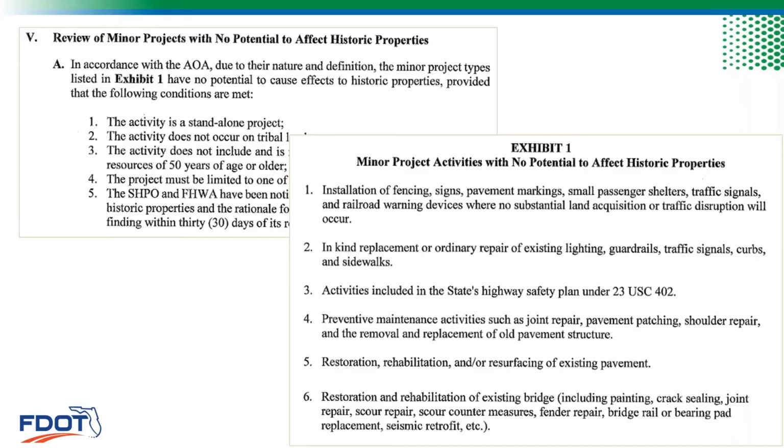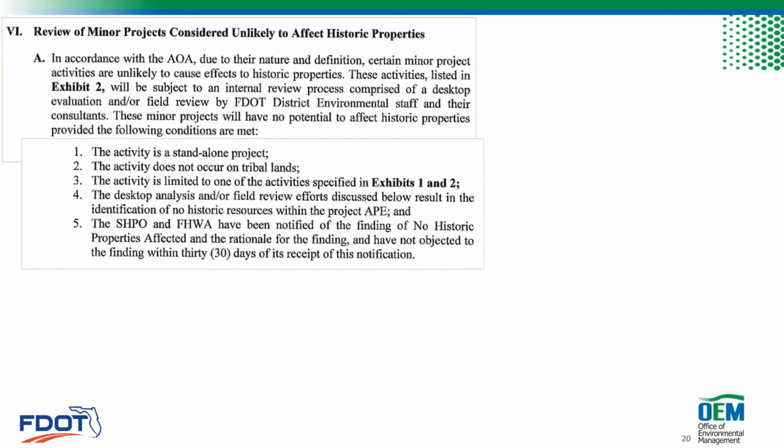These are our Exhibit 1 projects, and the list of 1 through 6 is actually complete. That's all of them. They're all very minor projects with no potential to affect historic properties. But if your project doesn't appear on this list, then you may qualify for Stipulation 6. Stipulation 6 projects are minor projects considered unlikely to affect historic properties, and they have to meet the following similar conditions. The activity is a standalone project. It doesn't occur on tribal lands.